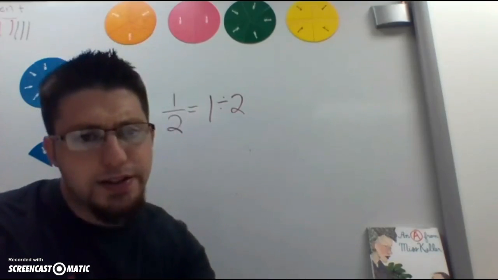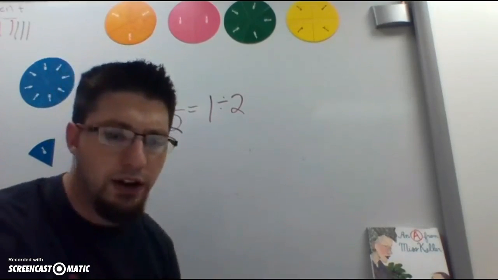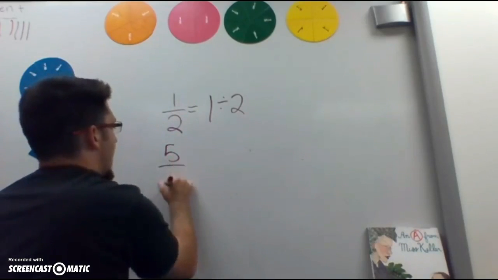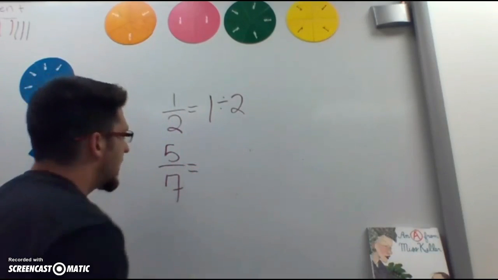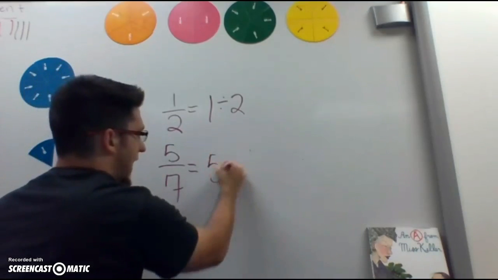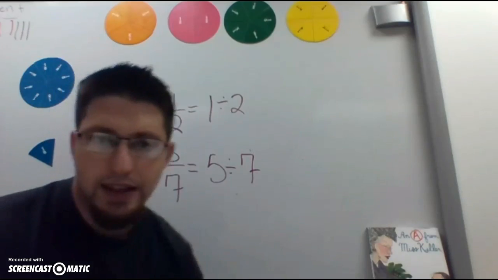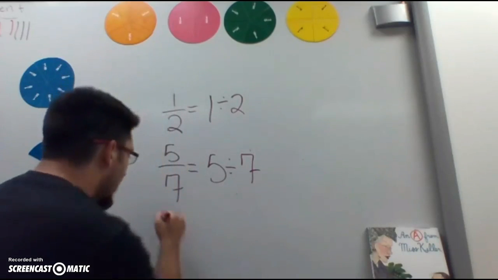I hope you're writing all this down because you're going to need it in your notes later. I'm going to be checking those when I get back. Now, if I look at the fraction 5/7, that's the same thing as 5 divided by 7. That's it. Easy peasy.